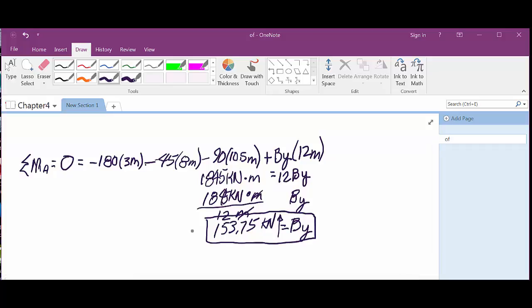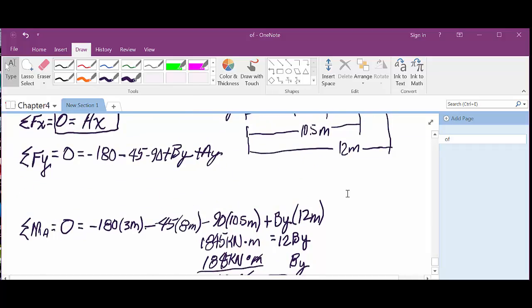Now having that, we can go back up to this equation. What was that? 153.75. That was BY, right? So we can scratch this out and say 153.75. It came out a positive number, so it was the right direction. It was going up, so we don't have to change anything on this. Okay? So now we'll leave AY where it's at.